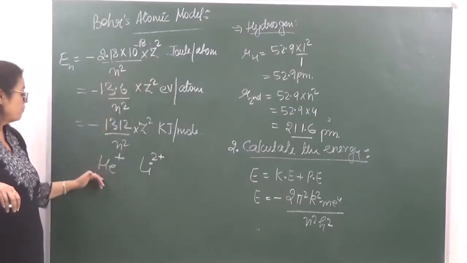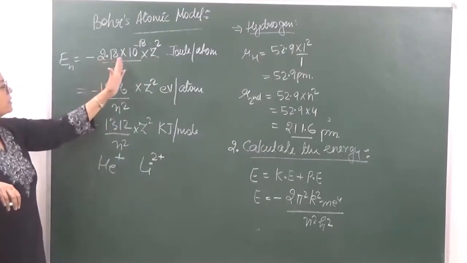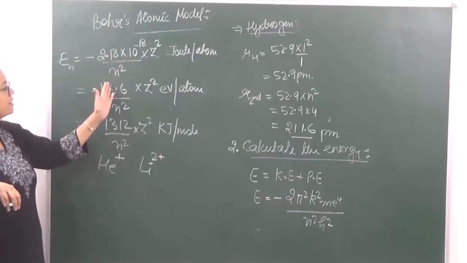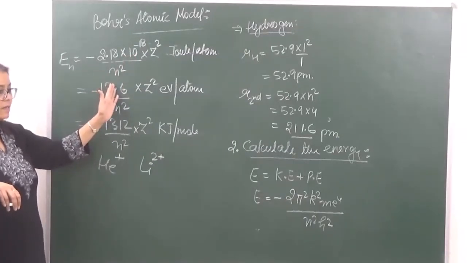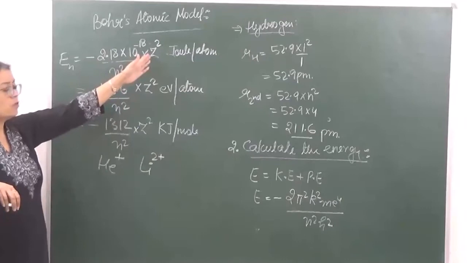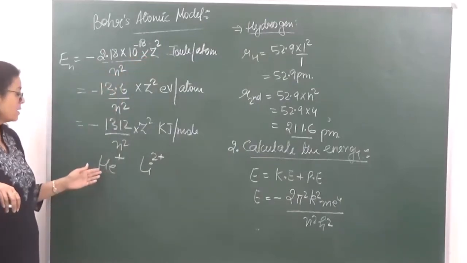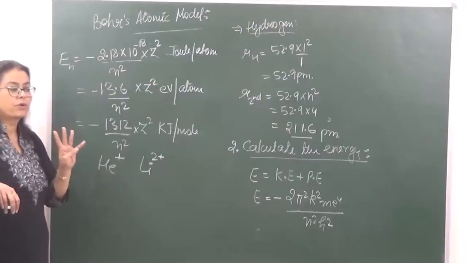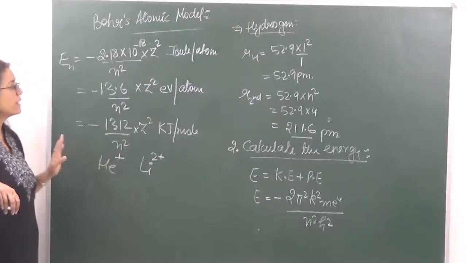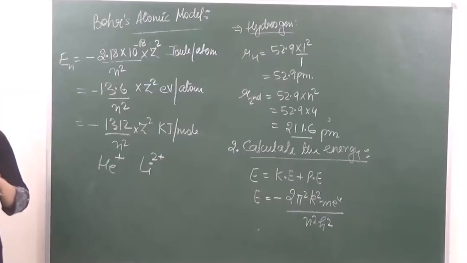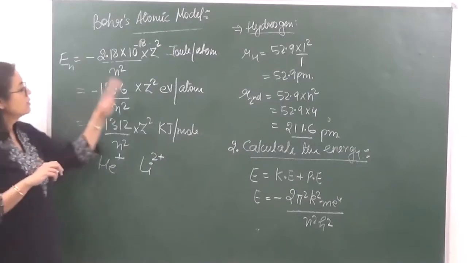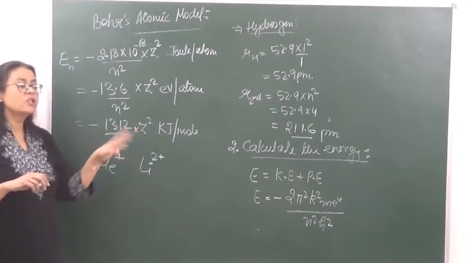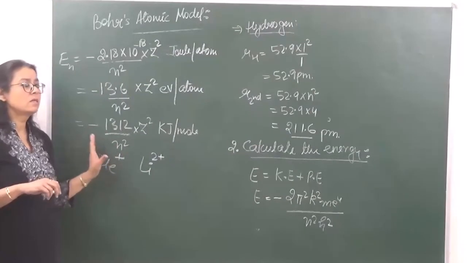Right? So if you are taking it for helium, it would be 2.18 into 10 raised to power minus 18 divided by n square, the first orbit, into Z square. The atomic number of helium is 2. So over here it will come as 4. Okay? Square of 2, that comes as 4. Have you understood? So this is how the energy was calculated for each of the energy levels by Bohr's theory.